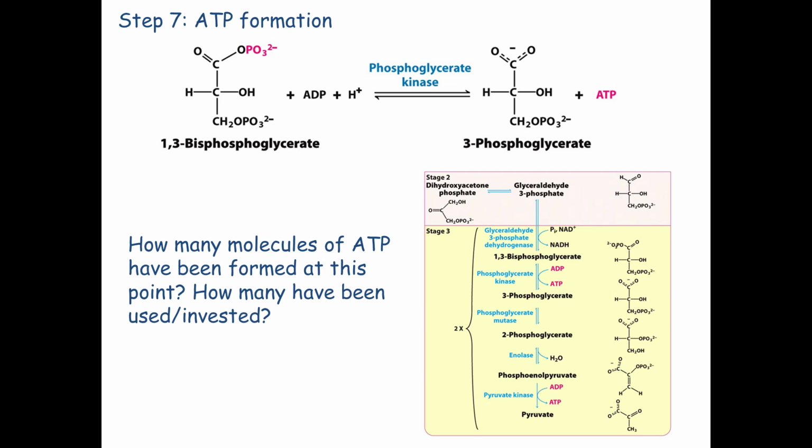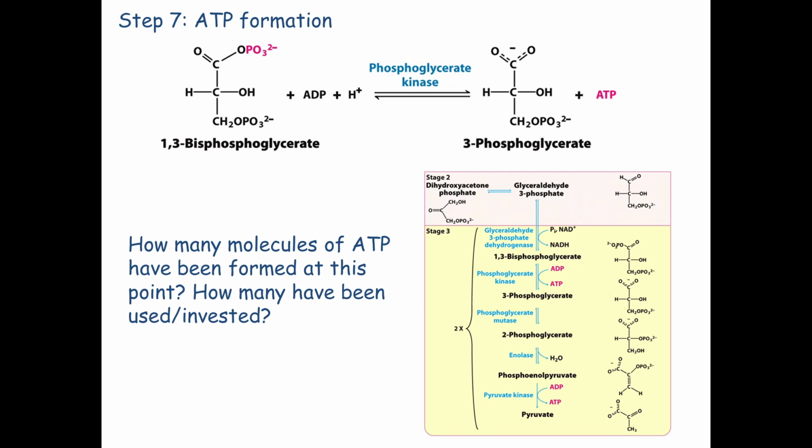So think back to the beginning. Where did we use or invest ATP? Which steps? 1 and 3. 1 and 3, exactly. The kinases, right? Where we put the phosphates on glucose or on an already phosphorylated fructose.